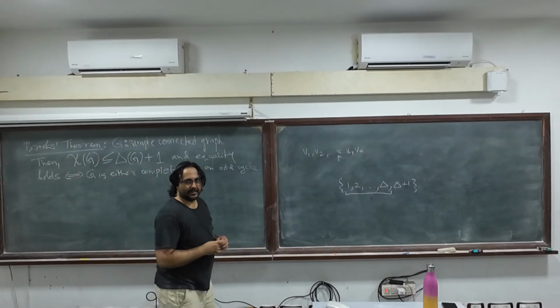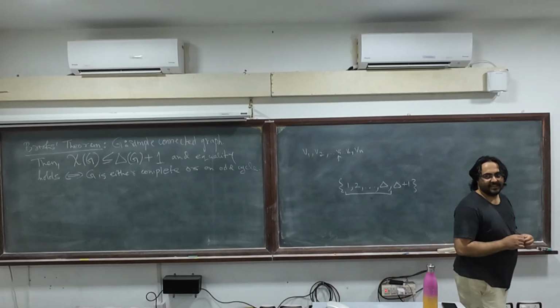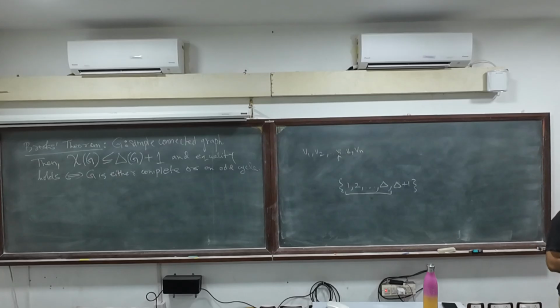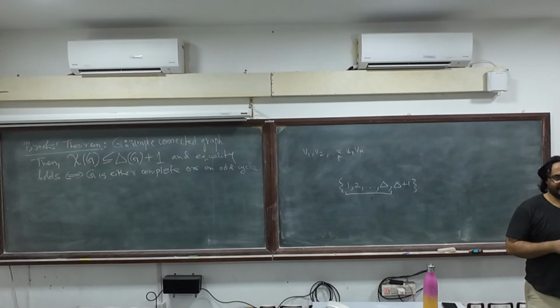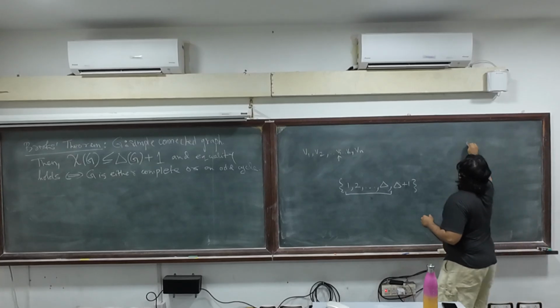So what do you know about a connected graph? A connected graph has a spanning tree. A graph is connected if and only if it has a spanning tree. Consider a spanning tree of the graph. A very basic concept, but very useful here. Consider any spanning tree of the graph.